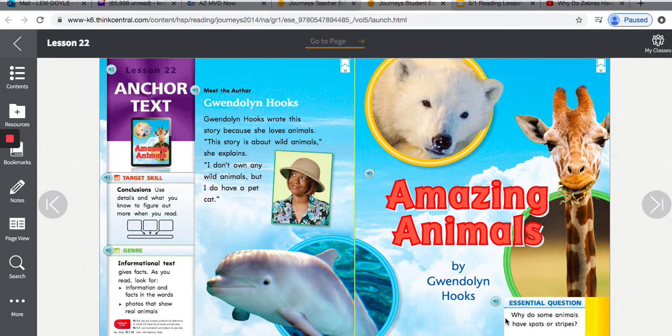And before we get to our next page, we have to read our essential question. It says, why do some animals have spots or stripes? This is in that box in the bottom corner down here on page 47. Why do some animals have spots or stripes? And I'll give you a hint. That is actually the question we are going to be answering in our graphic organizer at the end. So make sure we're paying attention, looking for details to help us answer that question. Okay, let's get started.